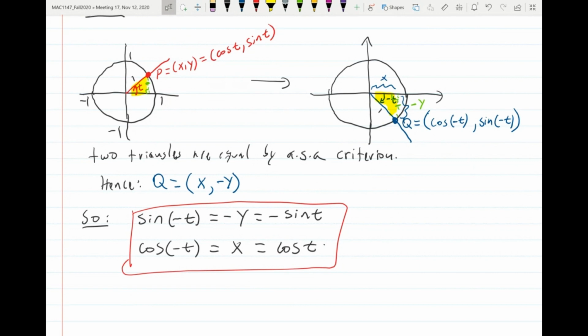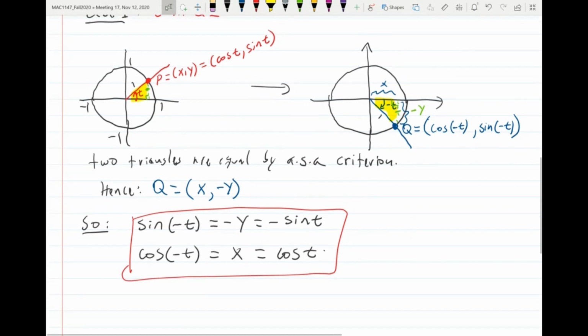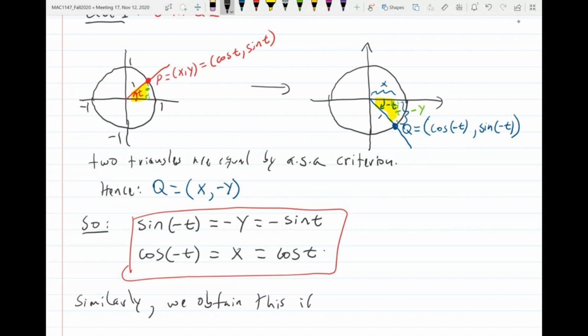Do you see this so far? Remember, odd means that you can take the minus out. Even means the minus is gone. And that's basically what we see happening here. Okay? So let me make a remark. I want to tell you that similarly, we obtain this result if t is in quadrant 4. So we basically have quadrant 4 for free.